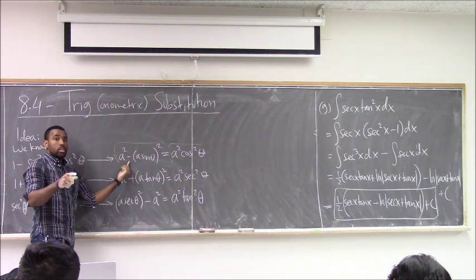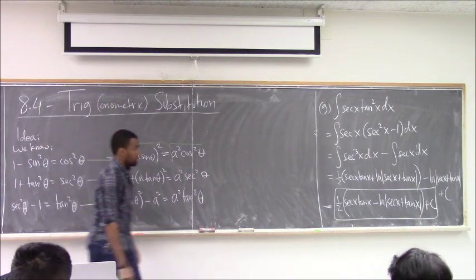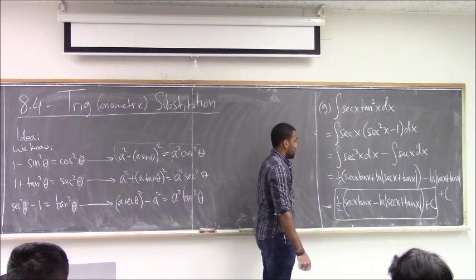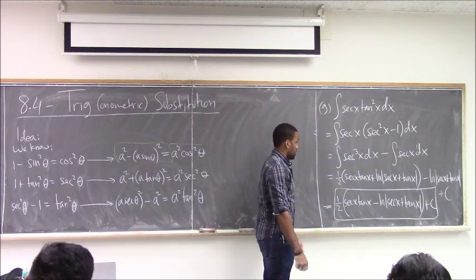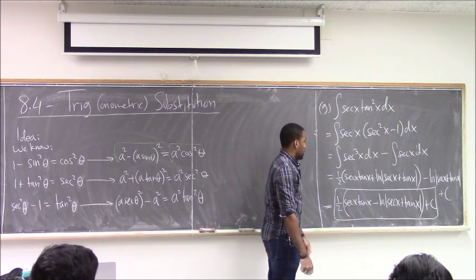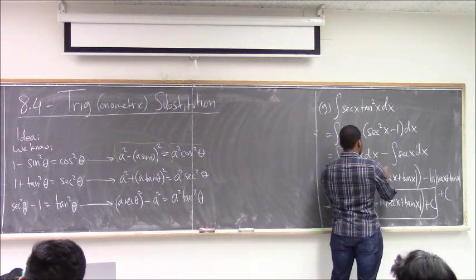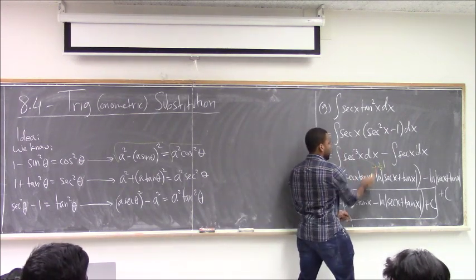Yes? Sorry, on the last problem, where did the second ln of secant x plus tan x go? The second one, where did it go? Because it says minus ln secant. Well, this one is 1/2, because the half multiplies out.